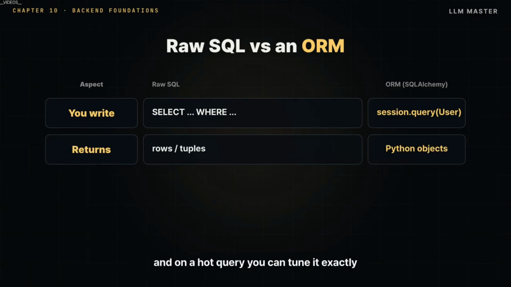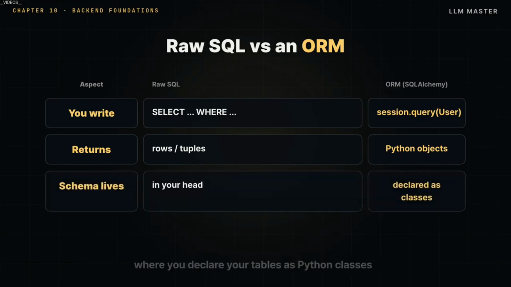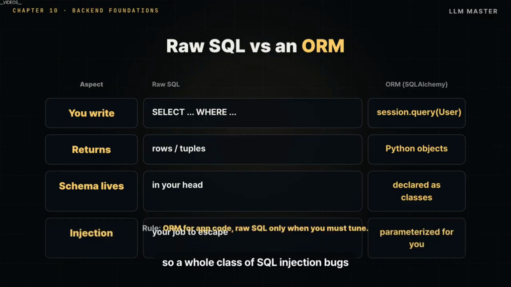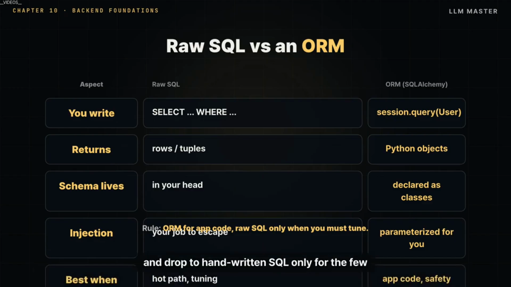It's precise, it's fast, and on a hot query you can tune it exactly. Or you use an ORM, object relational mapper, like SQLAlchemy, where you declare your tables as Python classes and query with Python expressions that return real objects. The ORM buys you safety and readability. It parameterizes your inputs, so a whole class of SQL injection bugs disappears, and your schema lives in code you can review. The honest rule most teams land on is to use the ORM for ordinary application code, and drop to handwritten SQL only for the few queries where you genuinely need to tune the performance.